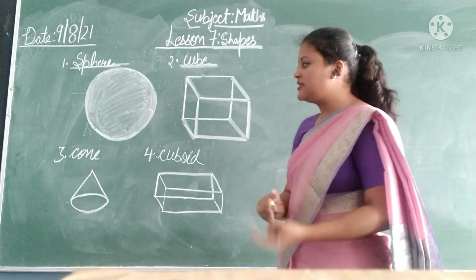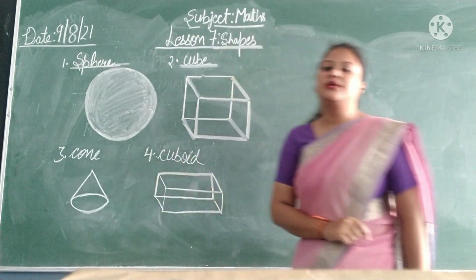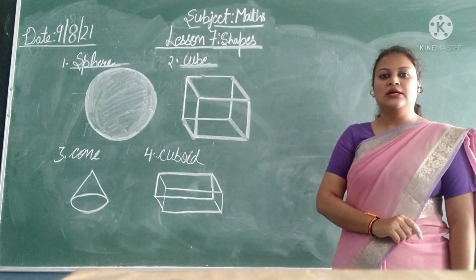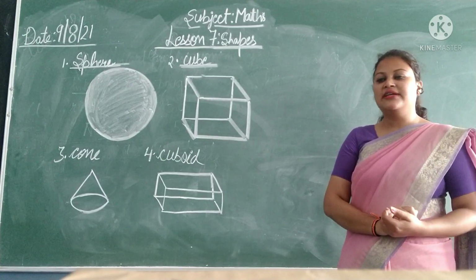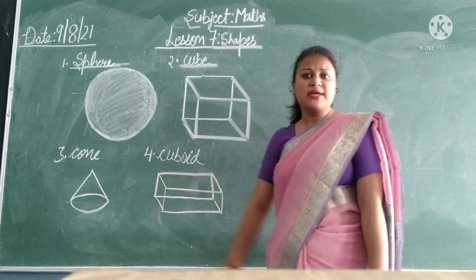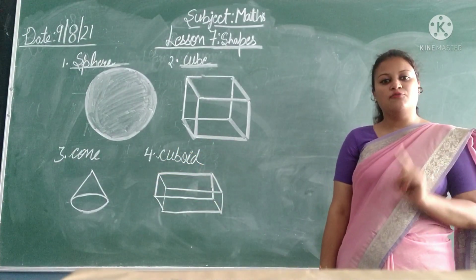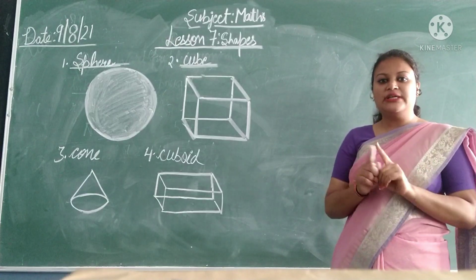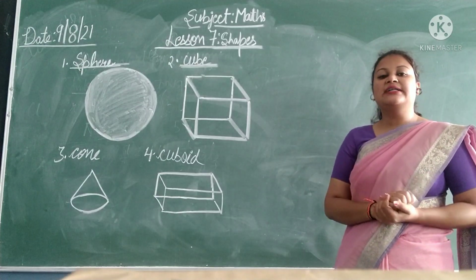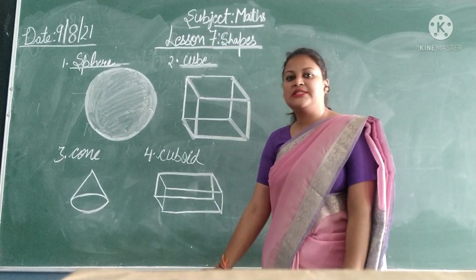Now we have studied triangle in 2D figures, but in 3D we have cone, because it has volume also. In 2D we have studied triangle and in 3D it is cone.